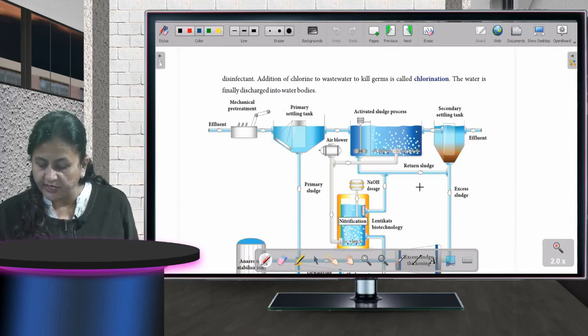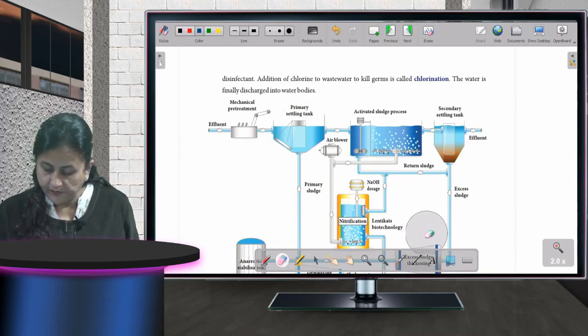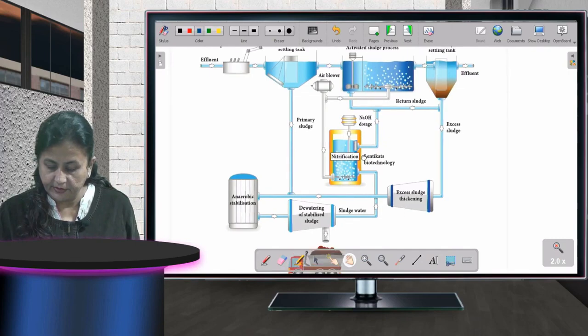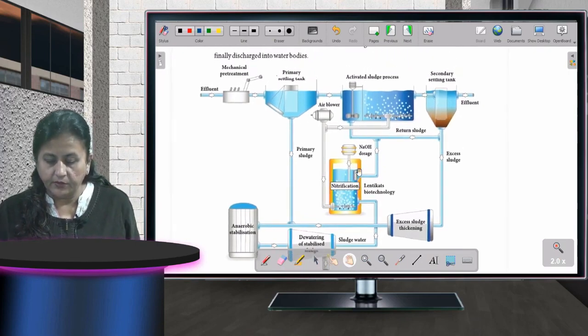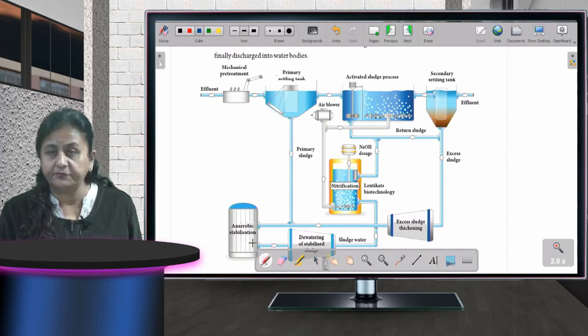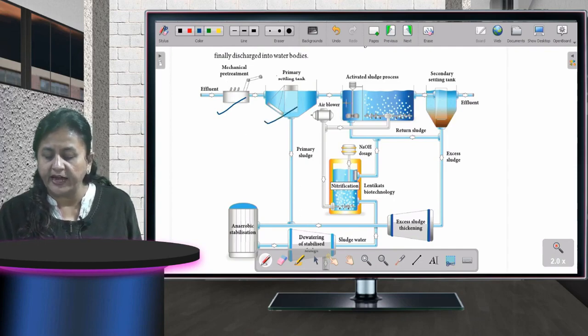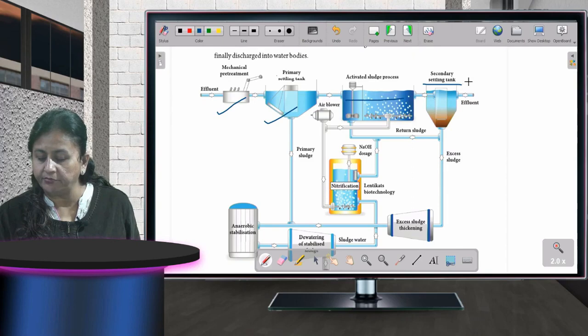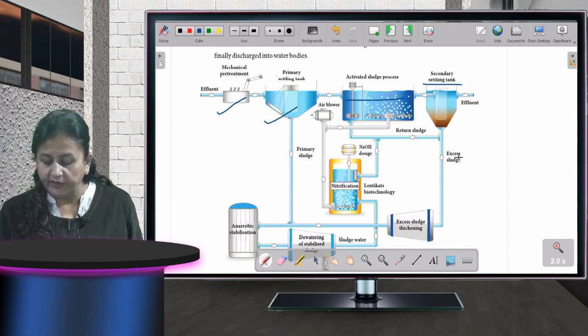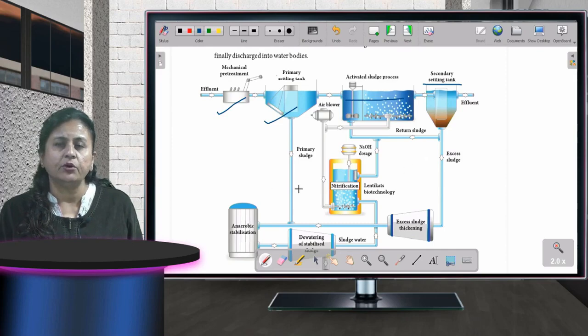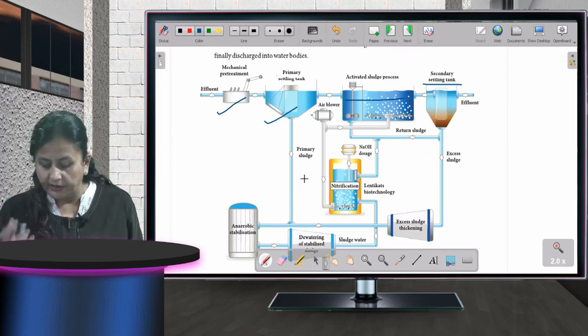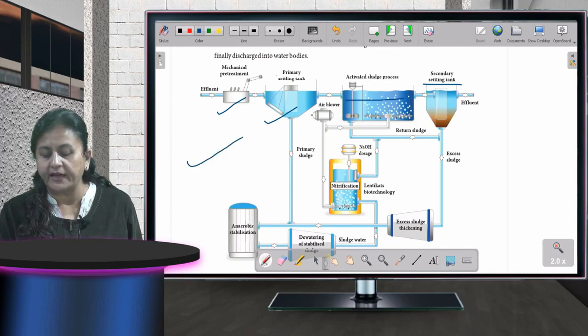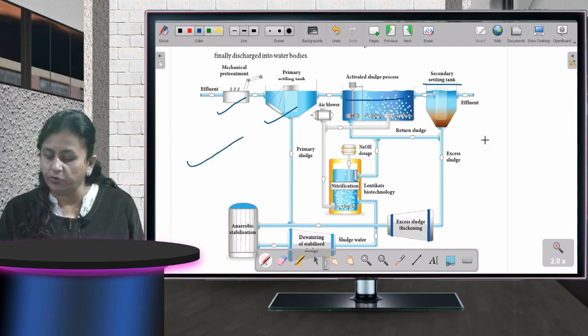Now, you can see this water treatment plant on your screens. You can see where this is beautifully explained also. Mechanical treatment is given here. Then primary settling tank, then the activated sludge process, and the secondary settling tank. Then what are we doing? We are adding some chemicals and oils. We are adding chlorine. This diagram is a beautiful example. They have beautifully explained it for you. You can go through it.